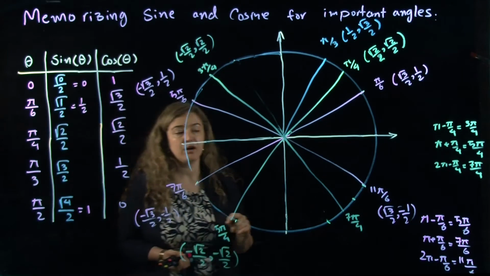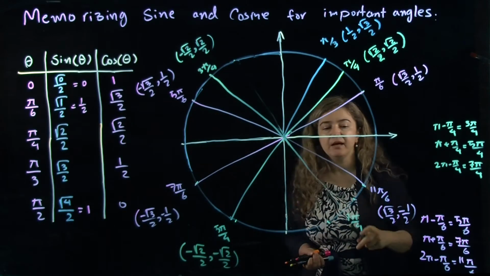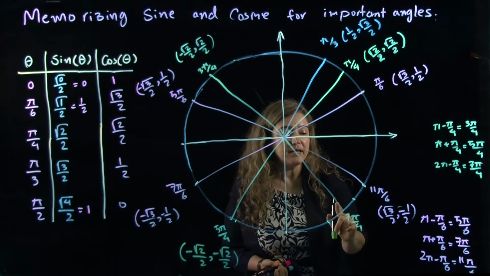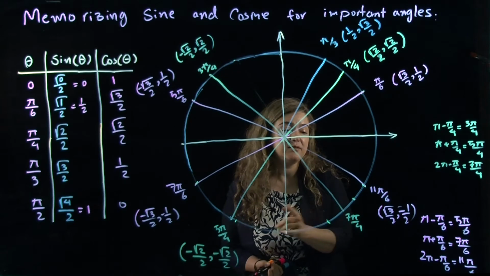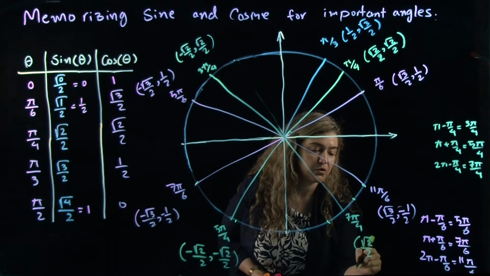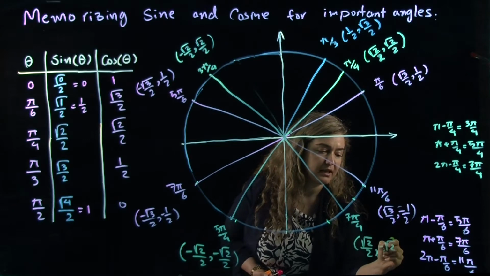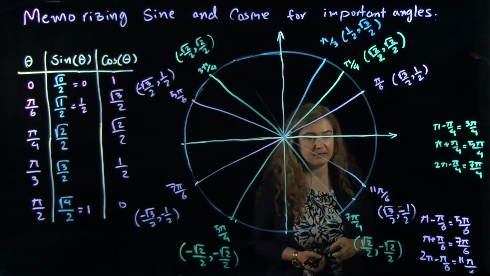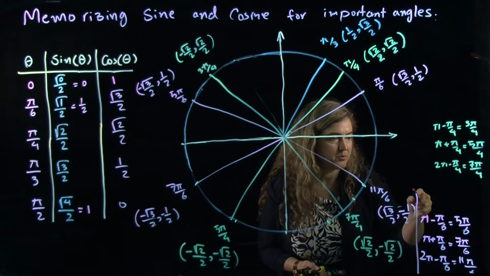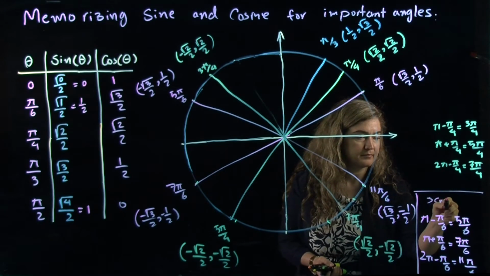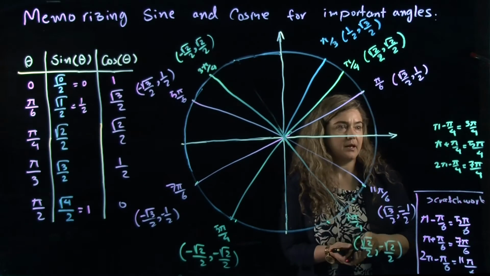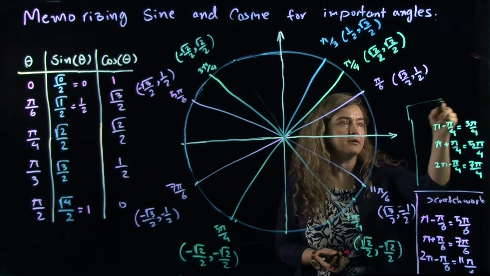Both x and y are negative. Here for 7 pi fourth, the x values were positive, y value is negative. So cosine is positive and sine is negative. I'm separating the scratch work, and separating the scratch work.